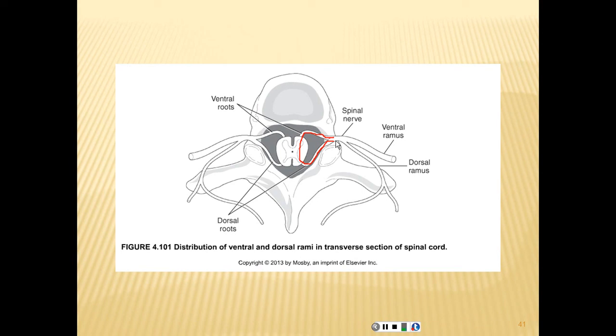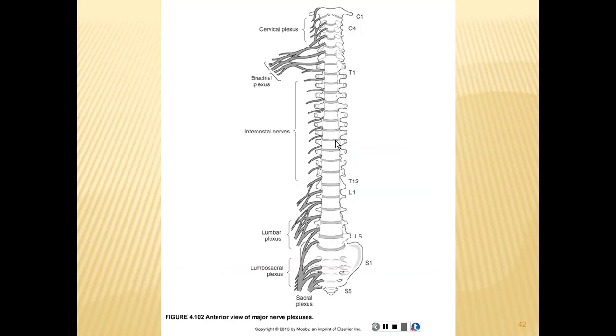So shortly after emerging from the intervertebral foramen, each nerve divides into dorsal and ventral rami, which contain both motor and sensory fibers. The dorsal rami of all spinal nerves extend posteriorly to innervate the skin and muscles of the posterior trunk. The ventral rami of T2 to T12 pass anteriorly as the intercostal nerves to supply the skin and muscles of the anterior and lateral trunk.